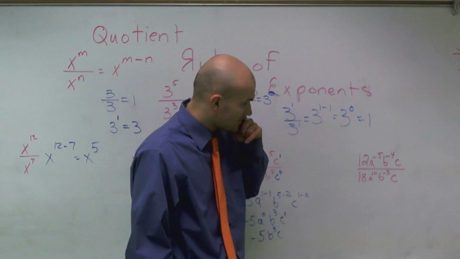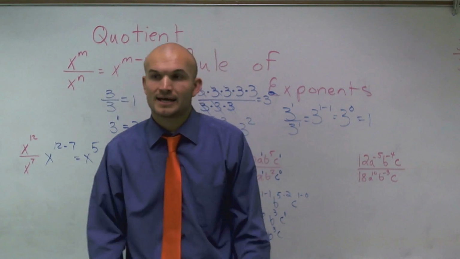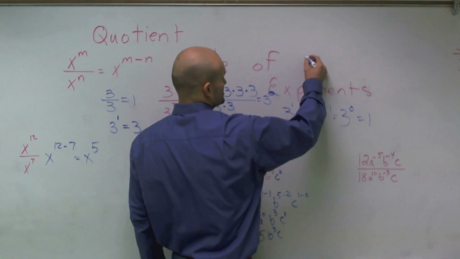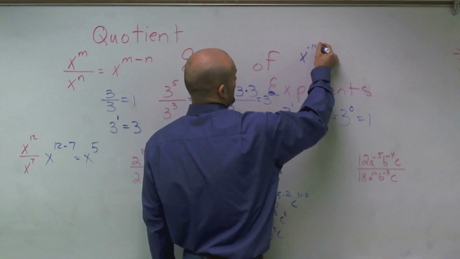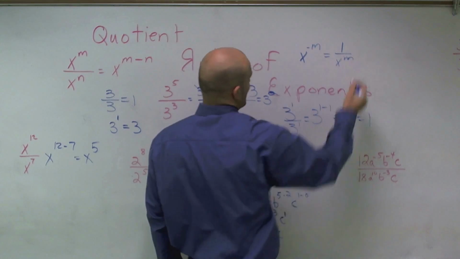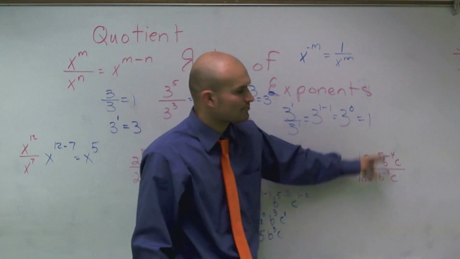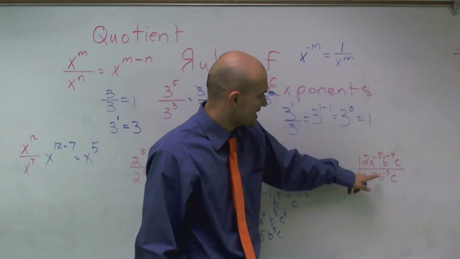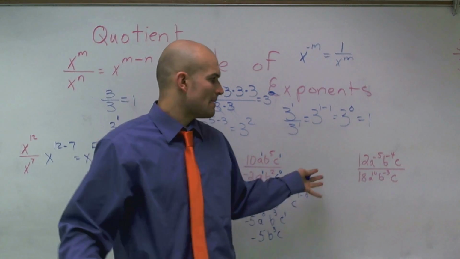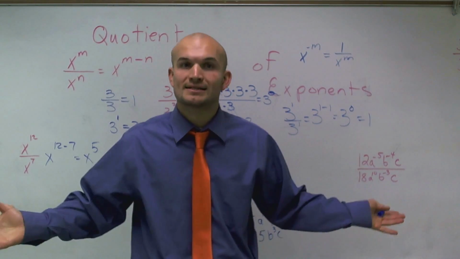In this problem, you notice that we have some negative exponents. And if you remember our rules of negative exponents, if you have x to the negative m, that can be rewritten as 1 over x to the m. So I'd be more than happy to rearrange this problem. We can easily put this now as a denominator and put this back up as a numerator. But I'm just going to work the problem out by subtracting with my negative numbers.